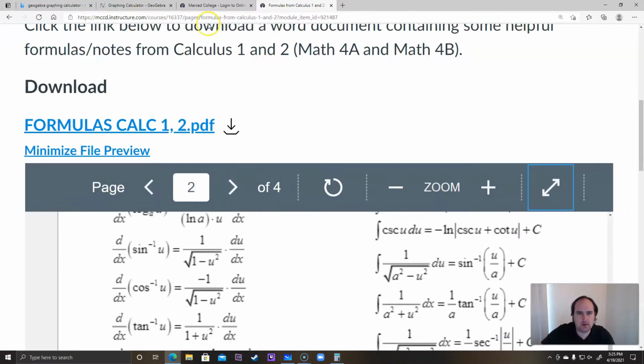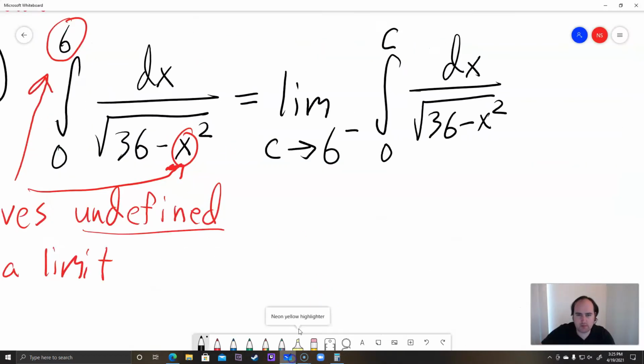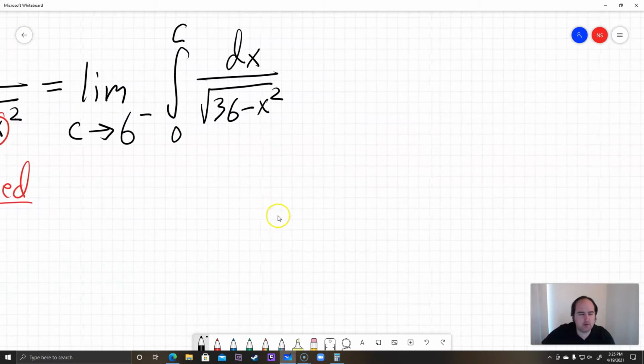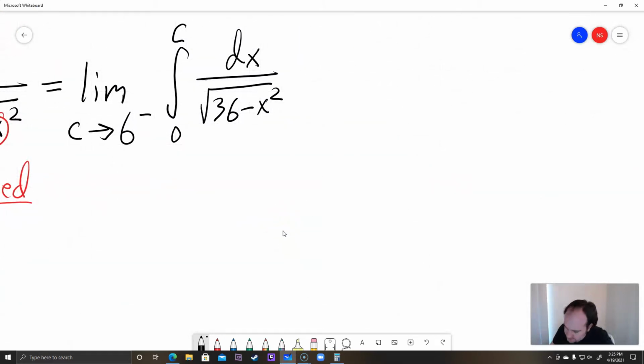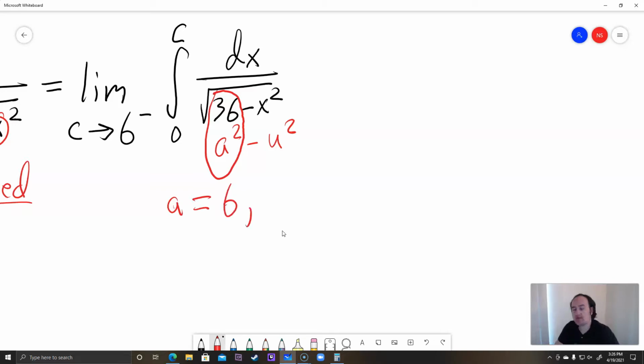Okay, so going back to our problem, this needs to be written in the form square root of a squared minus u squared. So a squared minus u squared. So here we can see that a squared is 36. So that means a equals the square root of 36, which is 6. And then here u actually equals x. Okay? So here u equals x.